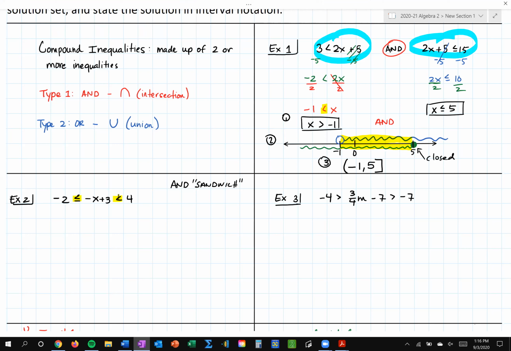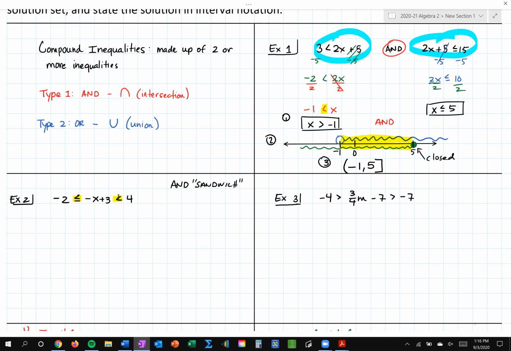All right, so here's what we do. It's pretty simple. You kind of just solve the way you would an equation, except now you have three sides, right? You have left, middle, and right. So your goal is to get the x by itself in the middle, right? You want the middle to be by itself. You just want x in there, all right?